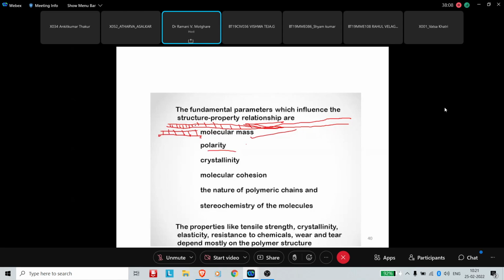Then polarity. If you have a polar group on one side, the intermolecular forces of attraction can be better. Like this is, say, a larger Cl group. This will exert better intermolecular forces of attraction, and such a molecule will show a higher fusion point. Then molecular cohesion, the nature of polymeric chains, and the stereochemistry of the molecules. All these things will govern properties like tensile strength, crystallinity, elasticity, resistance to chemicals, wear and tear.